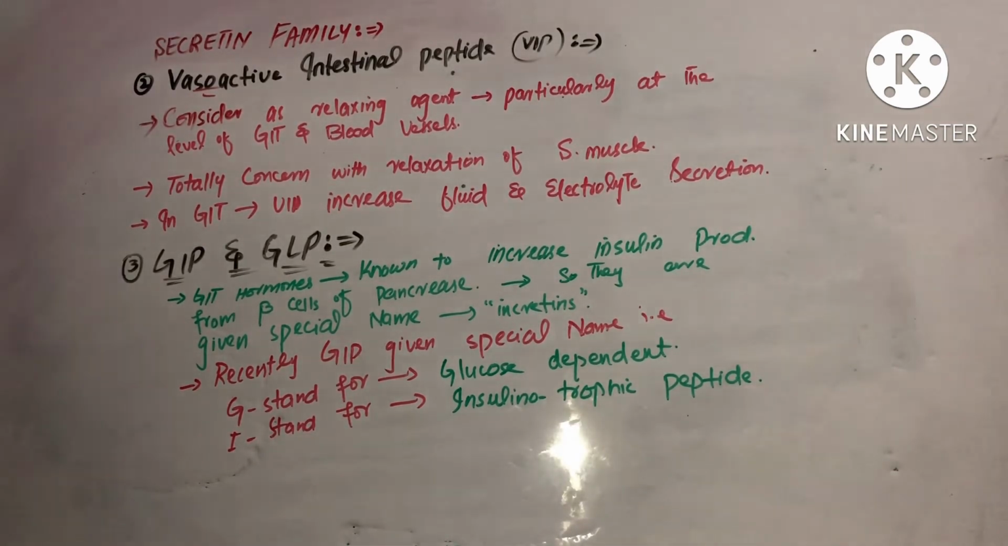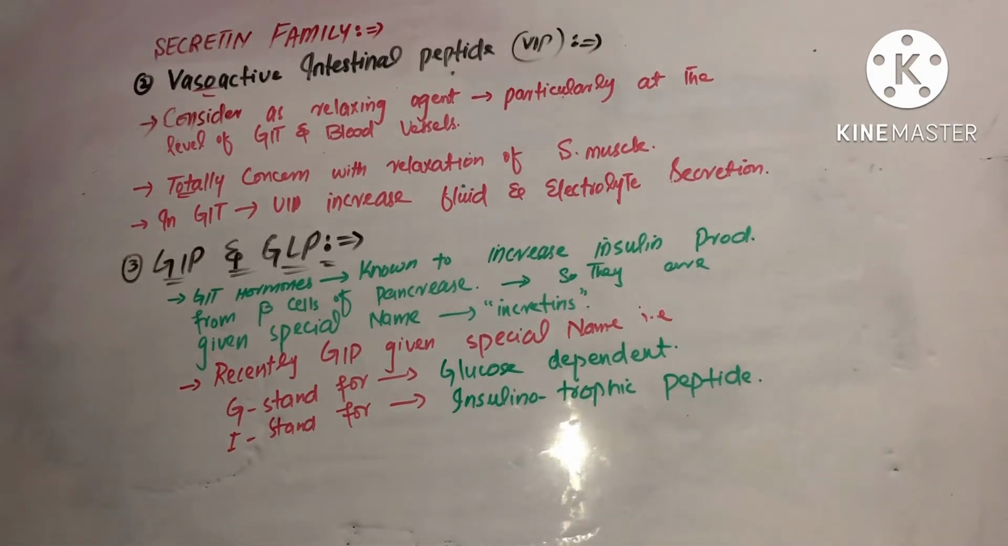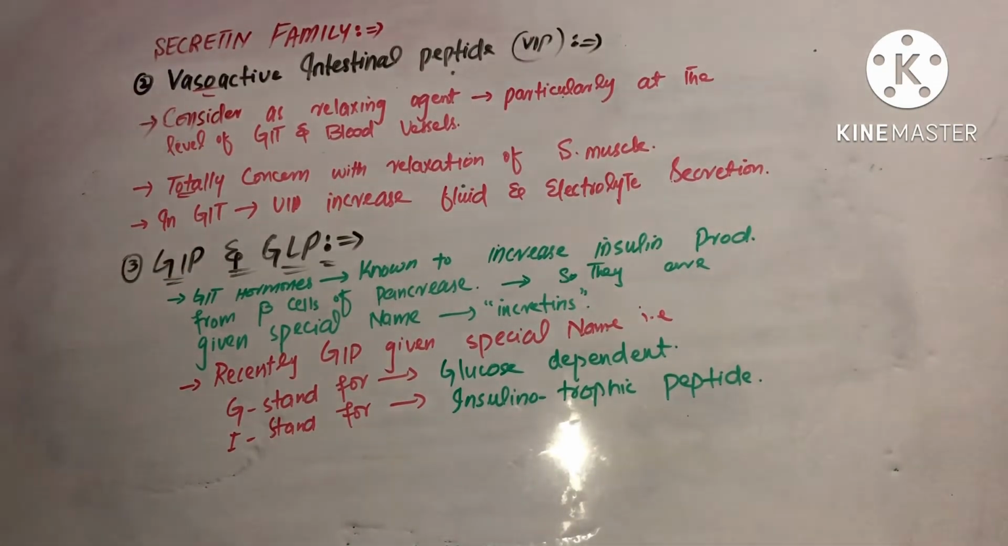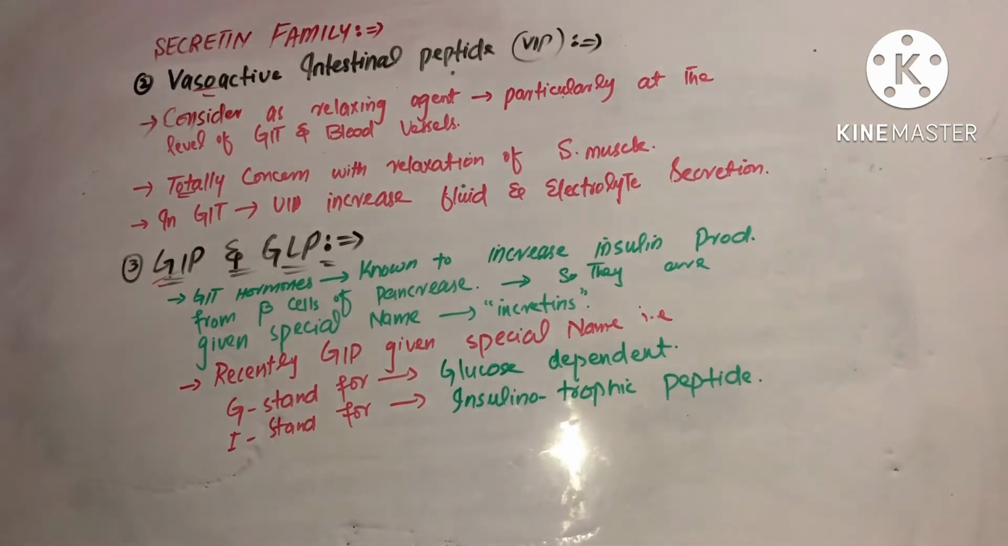Okay, so the second hormone in the secretin family is vasoactive intestinal peptide, VIP. It is considered a relaxing agent, particularly at the level of the GIT and blood vessels. VIP is totally concerned with the relaxation of smooth muscles. In the GIT, vasoactive intestinal peptide increases fluid and electrolyte secretions.